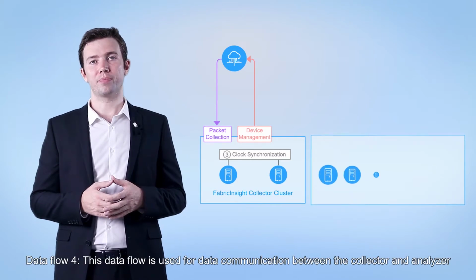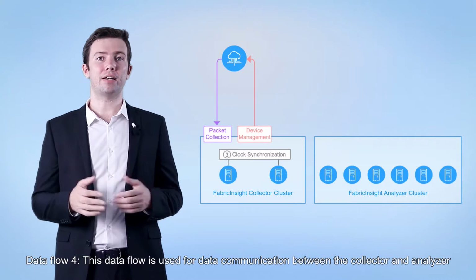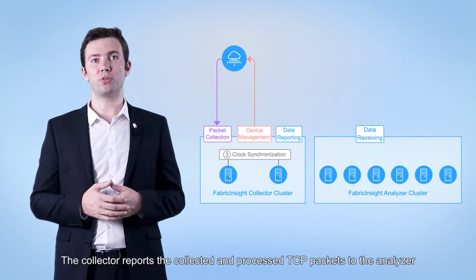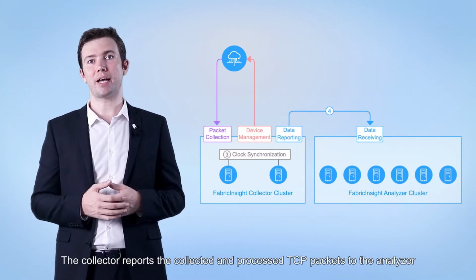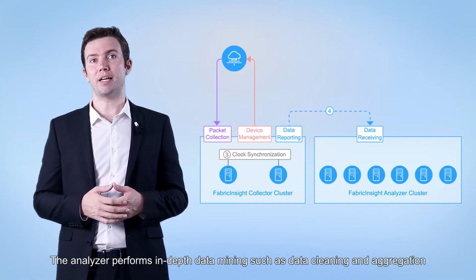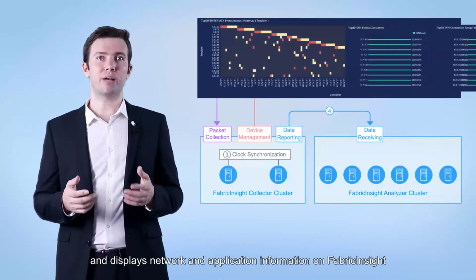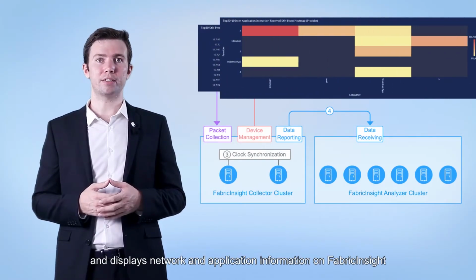Data flow 4. This data flow is used for data communication between a collector and analyzer. The collector reports the collected and processed TCP packets to the analyzer. The analyzer performs in-depth data mining such as data cleaning and aggregation, and displays network and application information on FabricInsight.